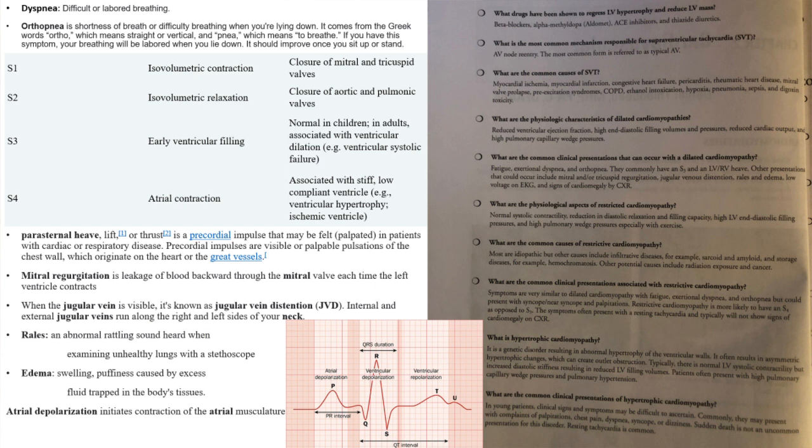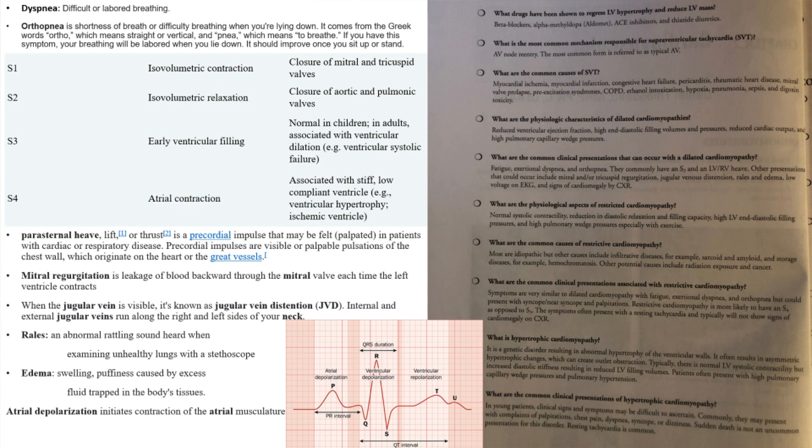I googled LVRV heave and it gave me parasternal heave. So this is an impulse that can be palpated with cardiac or respiratory disease, and it's visible pulsations of the chest wall.